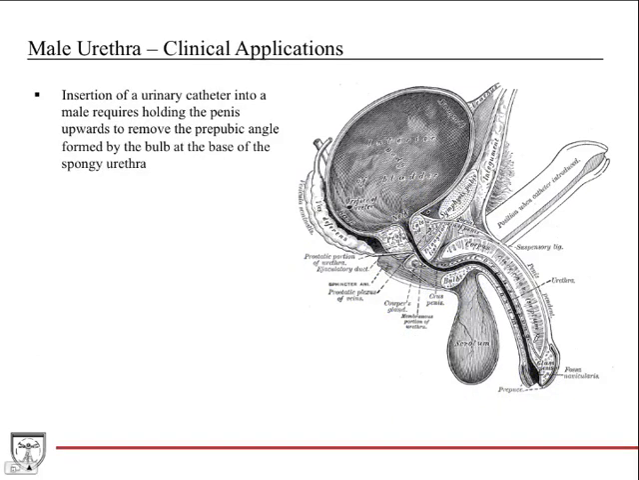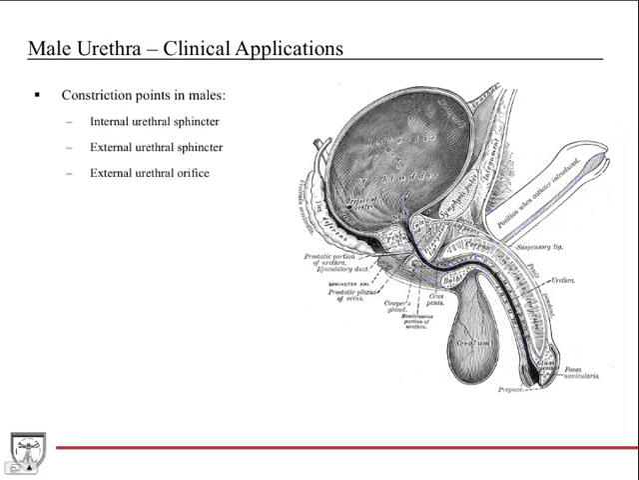Some clinical correlations. If you're in the male, you have this angle here, which is the pre-pubic angle. What happens is if you were to just put a urinary catheter in here, it would kink, and you wouldn't necessarily be able to get it easily all the way up into the bladder, because that's the goal of the urinary catheter. You don't want it to just stop here. You want to get it all the way into the bladder so that you can continuously suction urine out of the bladder. So when you insert a urinary catheter, you have to hold the penis erect like this, and then you can insert the catheter and you totally remove this angle, and it'll go in nice and smoothly and up into the bladder.